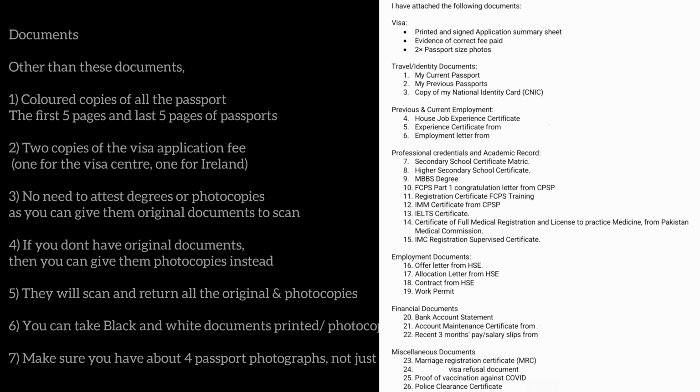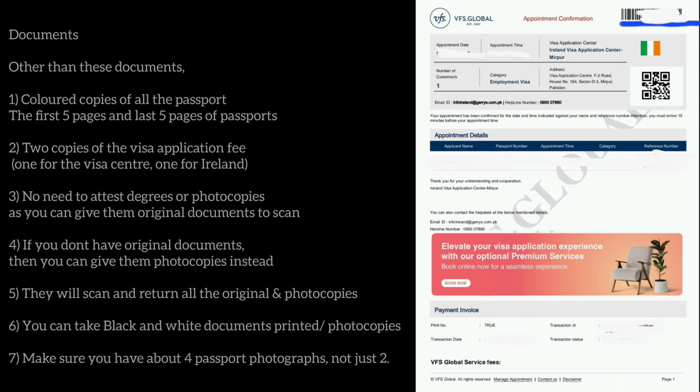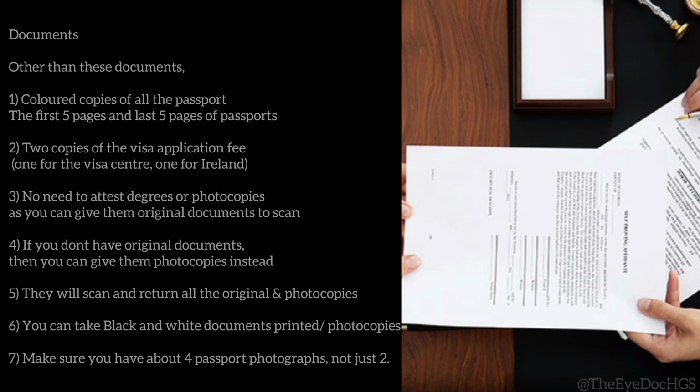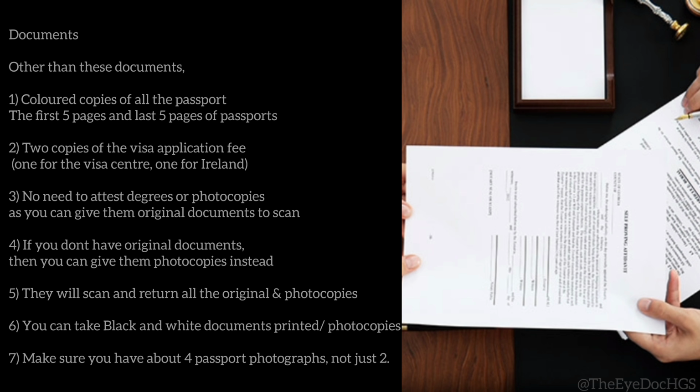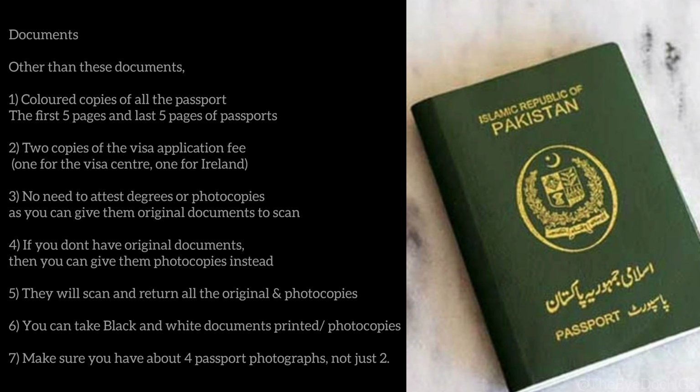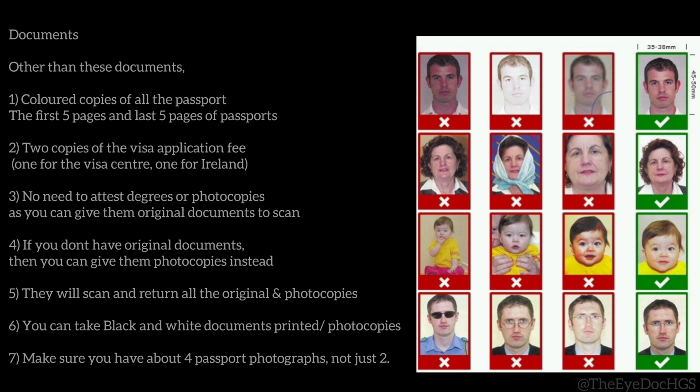Next, you need 2 copies of the visa application fee, one for the visa center and one for the island. So make sure you have 2 photocopies. Third, you do not need to attach photocopies of degrees, as you can give them the original document to scan. Fourth, if you do not have original documents, then you can give them photocopies instead. They will scan and return all the documents to you, so you don't need to worry about it. You can take black and white printed documents with you. However, it is better to take colored copies of important documents like passports. Make sure you take 4 passport photographs with white background instead of 2.